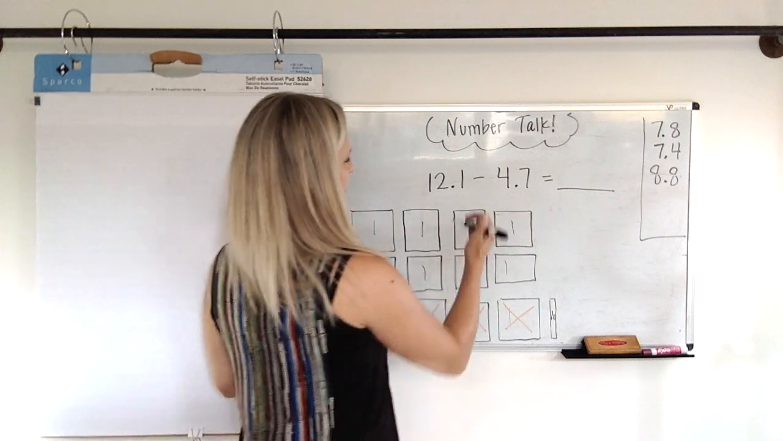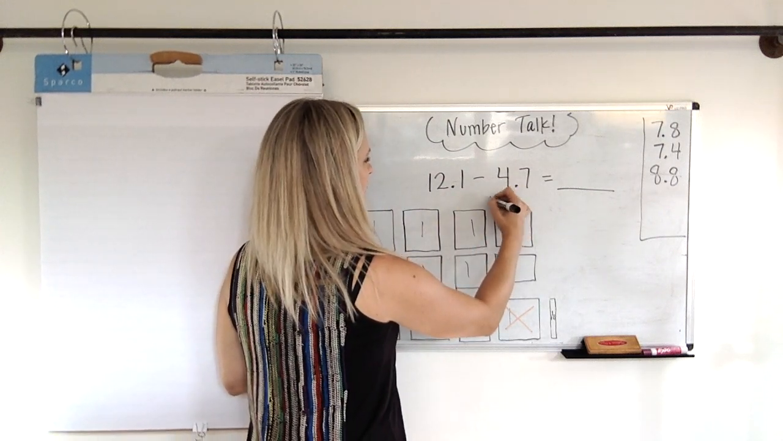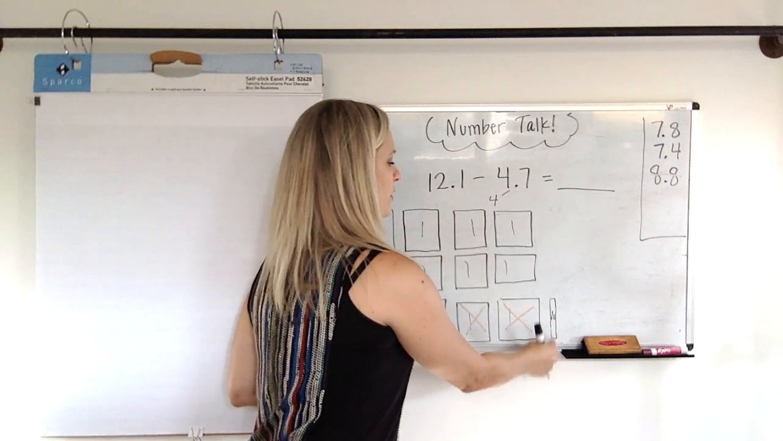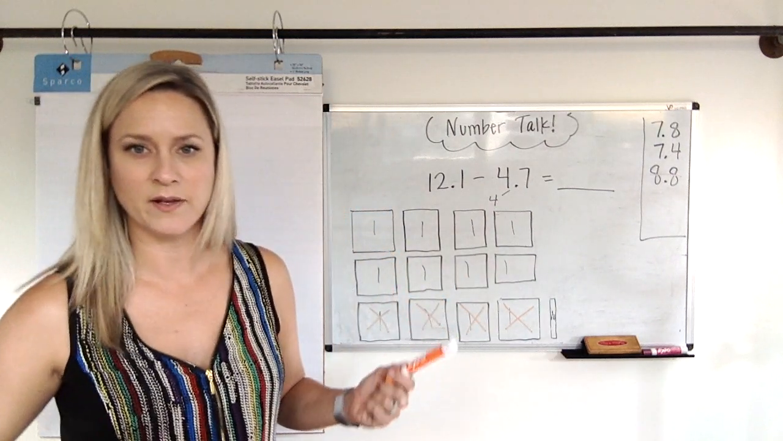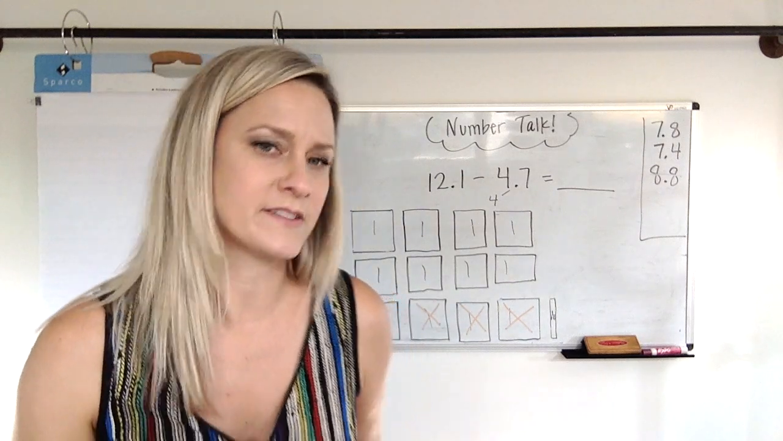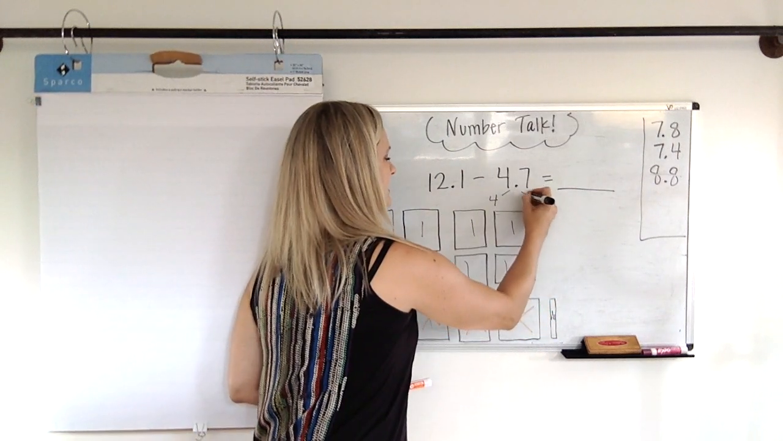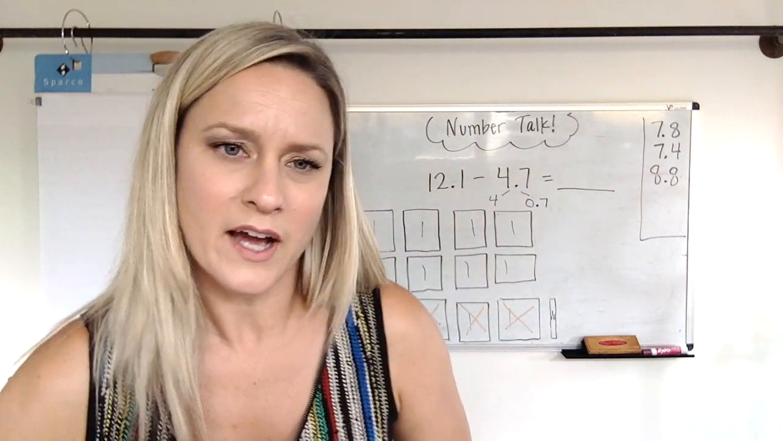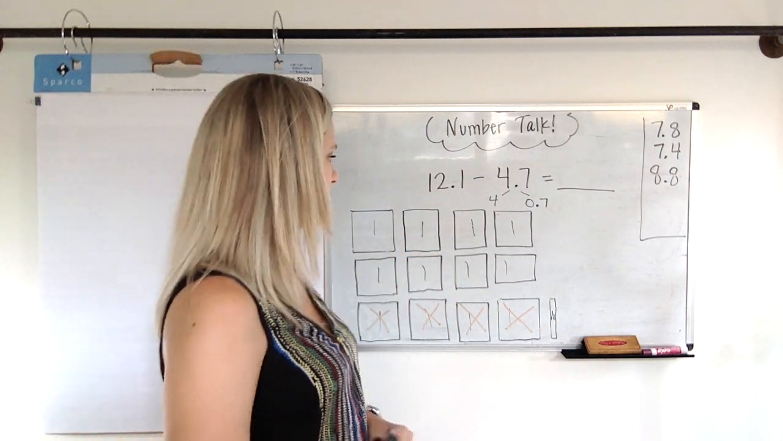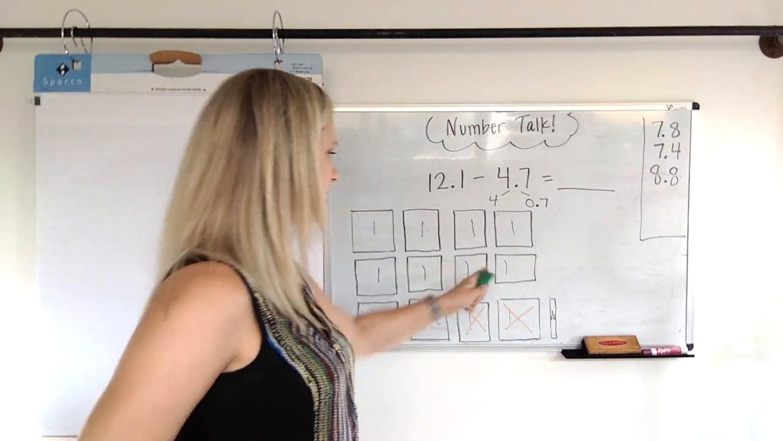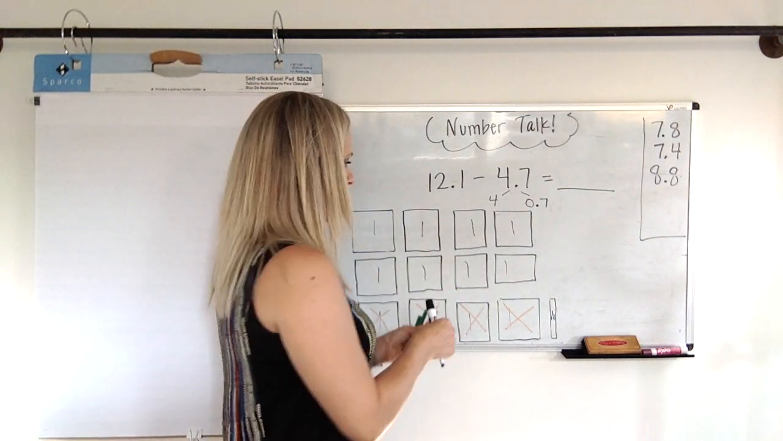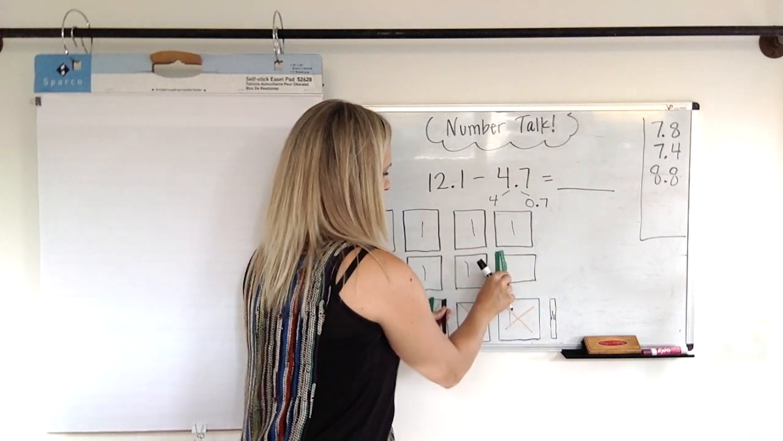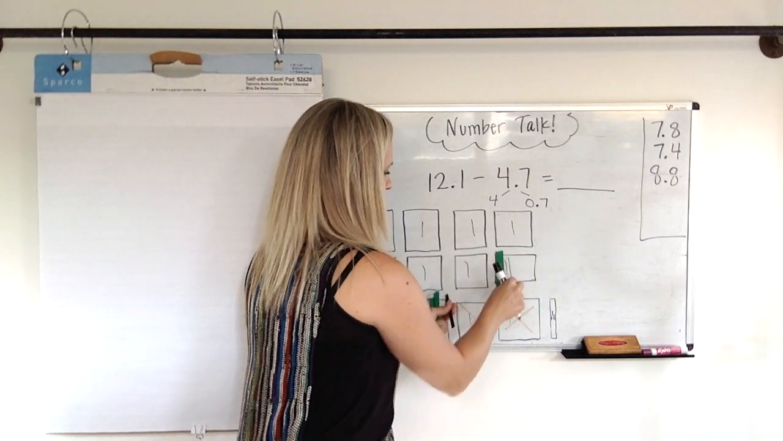So maybe you decided to do 12 and 1/10 minus 4 first, and you would get 8 and 1/10 left, right? But we still have to take off 7/10 more. So how will you do that? Let's see here. If I am thinking about this, this one is worth 10/10, right? So I'm going to put that there.